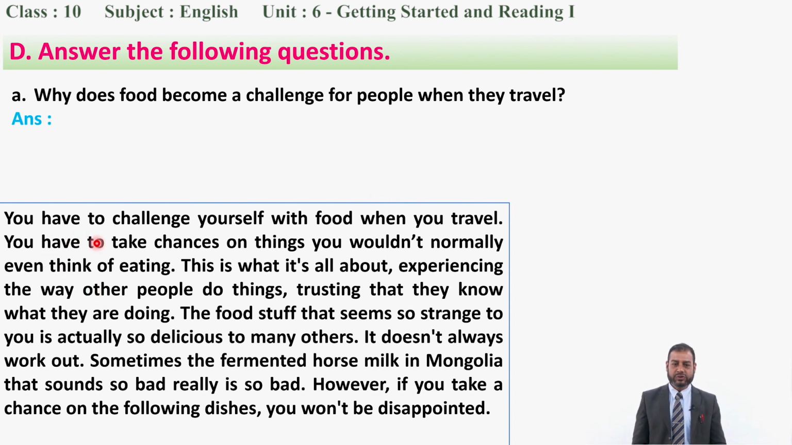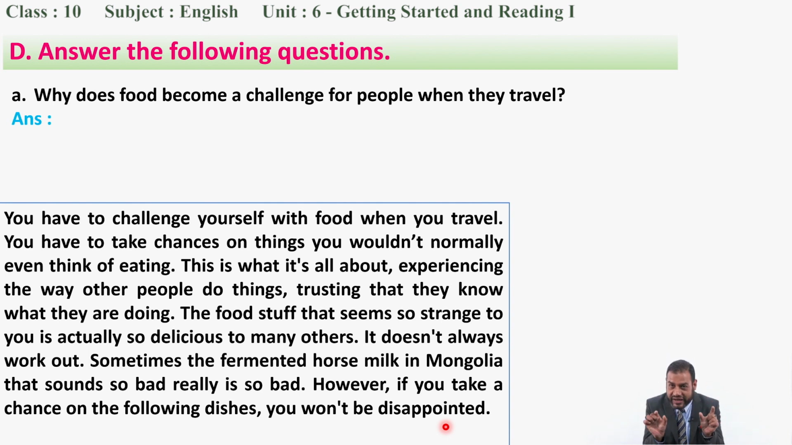Now, read it. You have to challenge yourself with food when you travel. You have to take chances on things you wouldn't normally even think of eating. This is what it's all about, experiencing the way other people do things, trusting that they know what they are doing. The food stuff that seems so strange to you is actually so delicious to many others. It doesn't always work out. Sometimes the fermented horse milk in Mongolia that sounds so bad really is so bad. However, if you take a chance on the following dishes, you won't be disappointed.